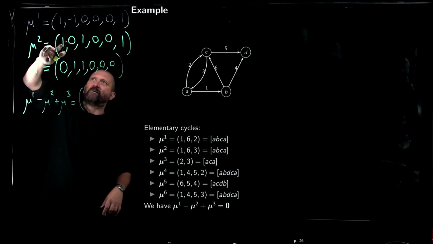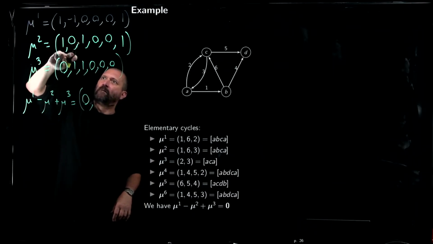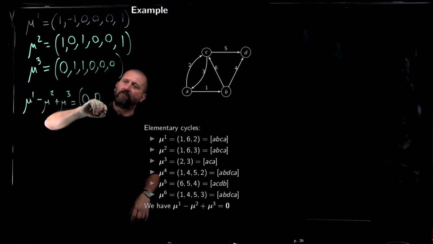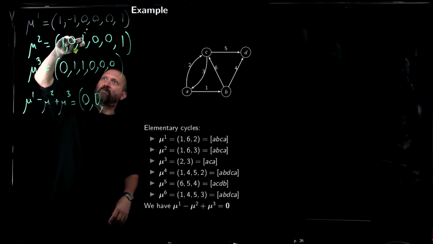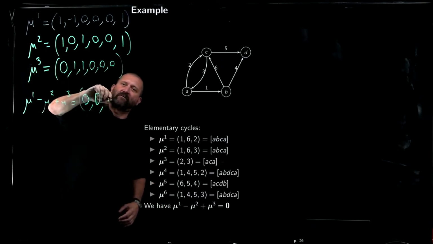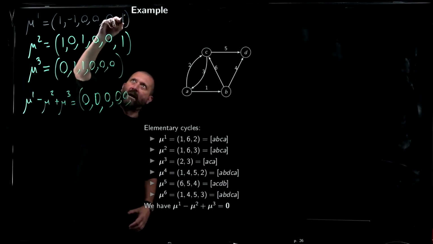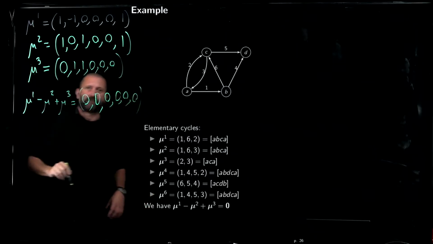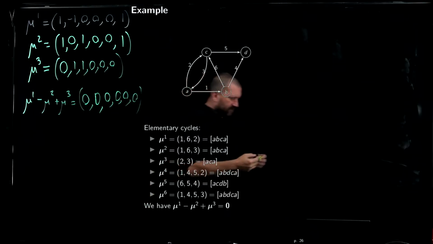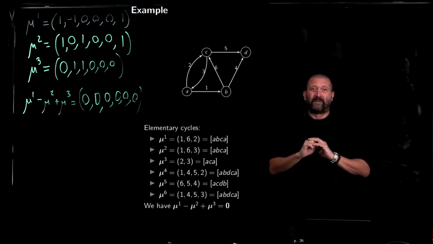I get 1 minus 1 is 0 plus 0. Minus 1 plus 1 is 0. 0 plus 1 minus, 0 minus 1, I'm subtracting mu2. 0 minus 1 plus 1 is 0. 0, 0, and the last one is 0. Okay? So these 3 vectors are not linearly independent.